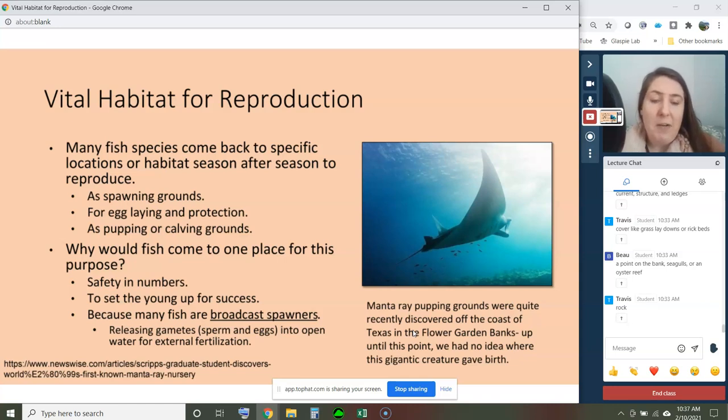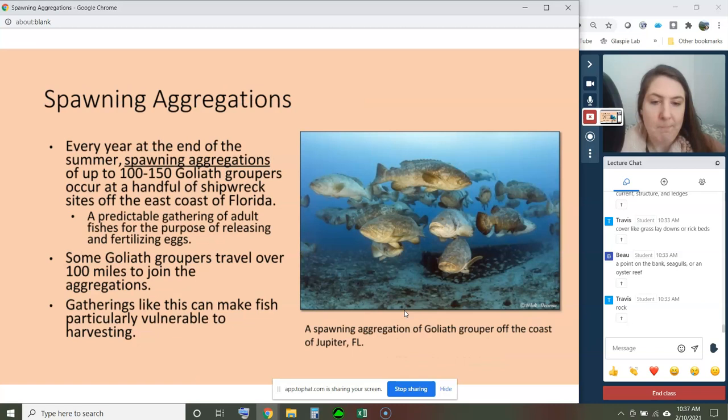And interestingly, I wanted to throw out this little piece of knowledge that a couple of years ago, it was discovered that manta ray pupping grounds were off the coast of Texas in the Flower Garden Banks. And up until a couple of years ago, we had no idea where manta rays were born. So that was pretty exciting. So that's right here in the Gulf of Mexico, off the coast of Texas, in some deeper reef environments.